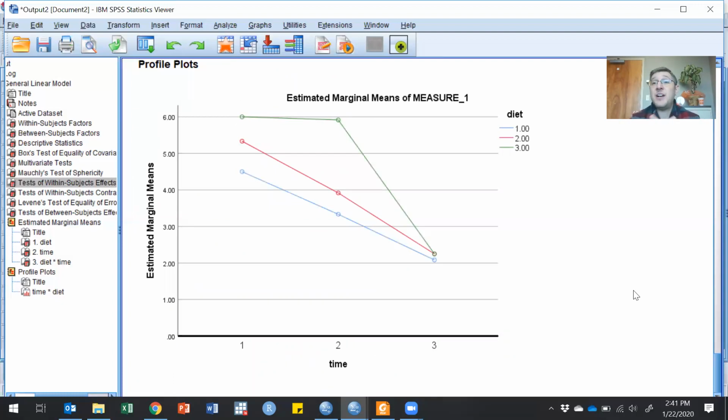Since we found a significant interaction effect, our next step is to run the simple main effects analysis. We're going to do that in a similar way to how we did in the factorial, but we're going to have to use the SPSS syntax to actually get this to run. You can't do it through the drop-down menu. So let me show you how to do that.